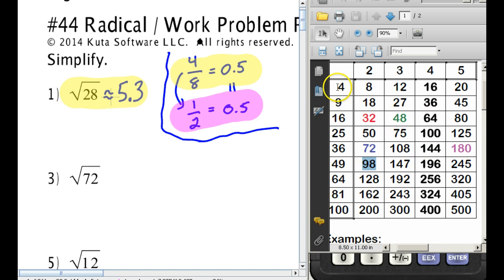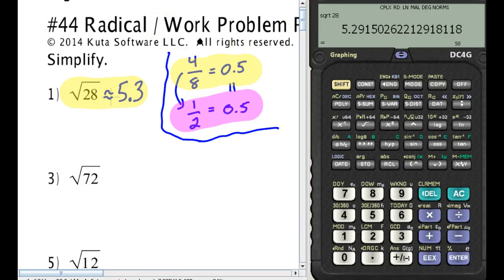But remember, you're looking for multiples of perfect squares, multiples of 4, 9, 16, 25, 36, and so on. And you want the biggest possible square root you want to use. So sometimes both 9 and 36 go into a number. You want to make sure you use 36, not the 9. But it's a very similar process.